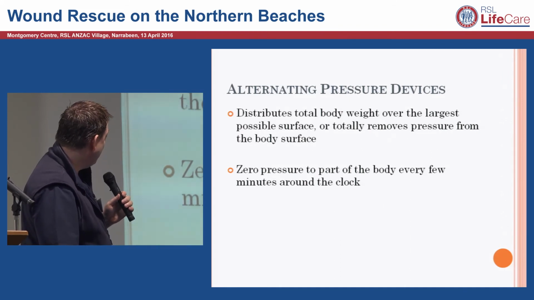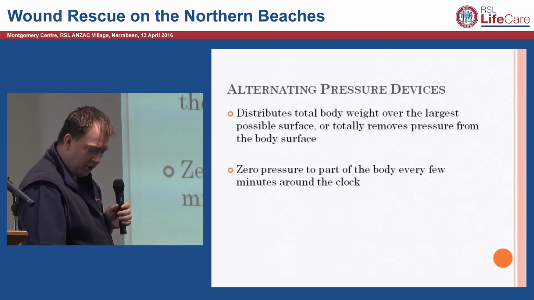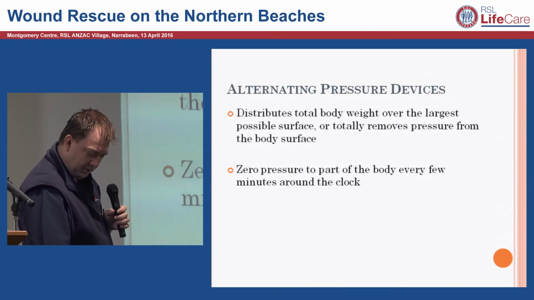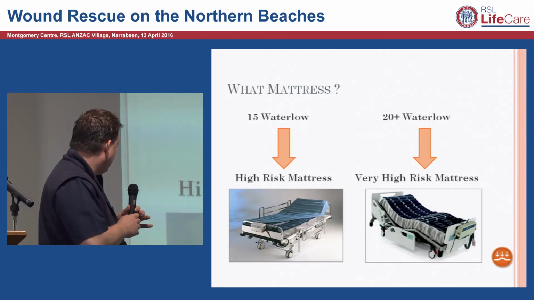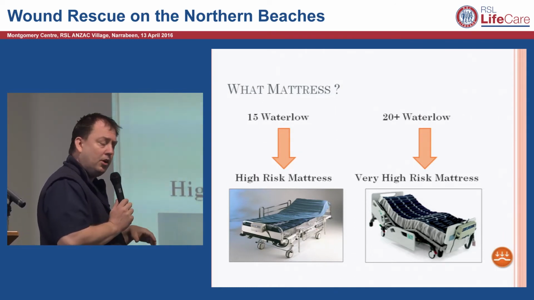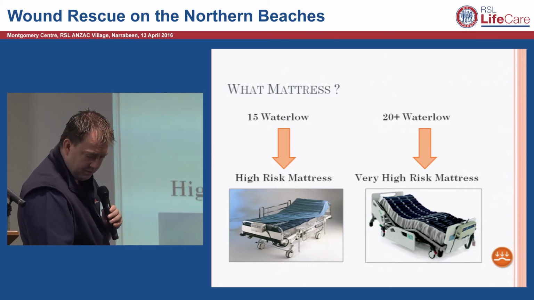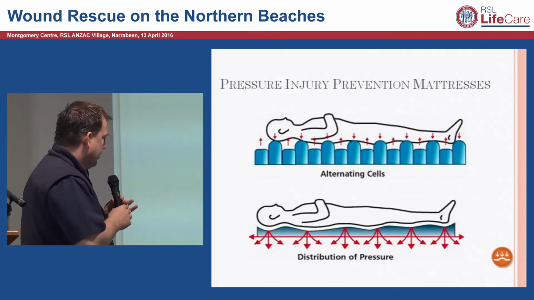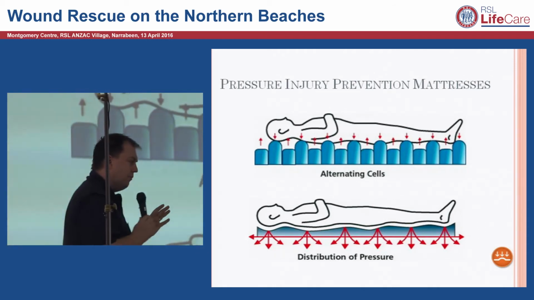So our alternating pressure devices distribute total body weight over the largest surface, zero pressure to a part of the body every few minutes around the clock. So for us, if they've got a Waterlow of 15 plus, we put them on a high risk mattress. If they're a Waterlow of 20 plus, we put them on a very high risk mattress. There are different cell cycles. It doesn't really matter if it's a 2-cell or a 3-cell or a 4-cell.